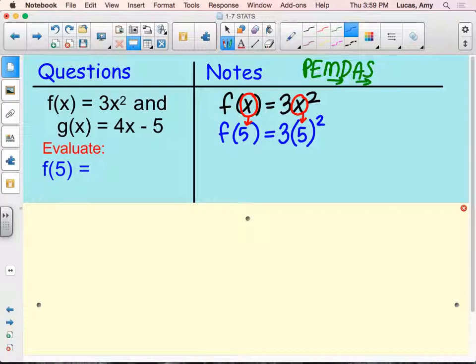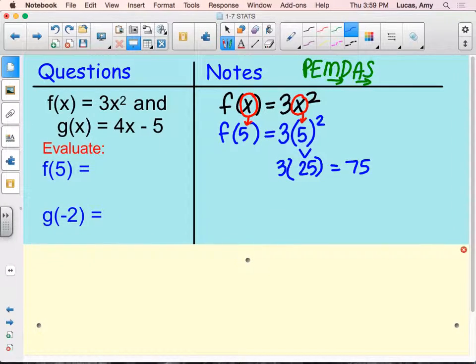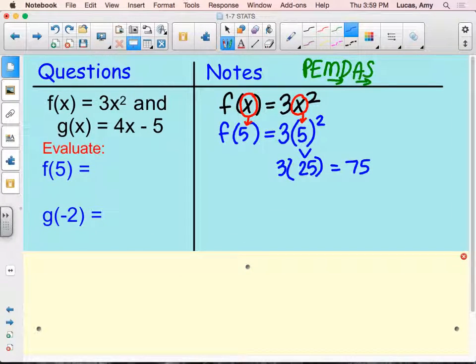So I'm going to have to do the exponent. So 5 squared is 25. 3 times 25 is 75. So f of 5 equals 75.